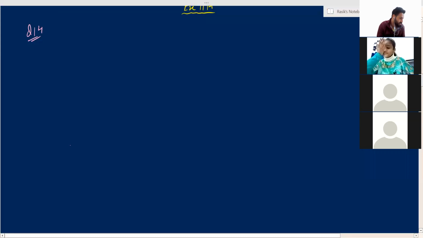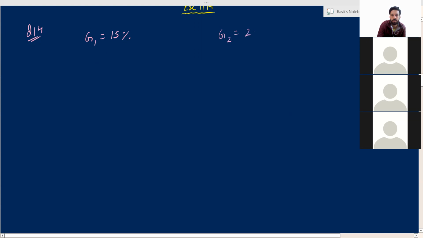Okay, question 14. A tricycle is sold at a gain of 15%. Had it been sold for rupees 108 more, the profit would have been 20%. Find its cost price. So here, there was a tricycle. It was originally sold at a gain, G1, of 15%. And if it would have been sold for rupees 108 extra, then the gain, G2, would have been 20%.